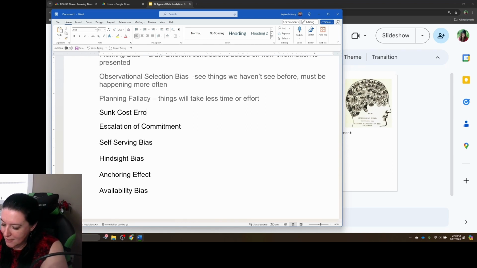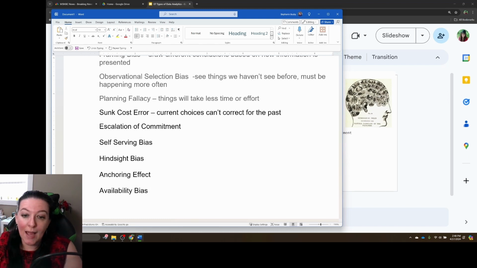We have sunk cost error. This is where current choices can't correct for the past. I like to think of The Lion King, where the baboon slaps the lion aside the head, and the lion says, "What'd you do that for?" And he says, "It doesn't matter, it's in the past." And he says, "But it hurts."